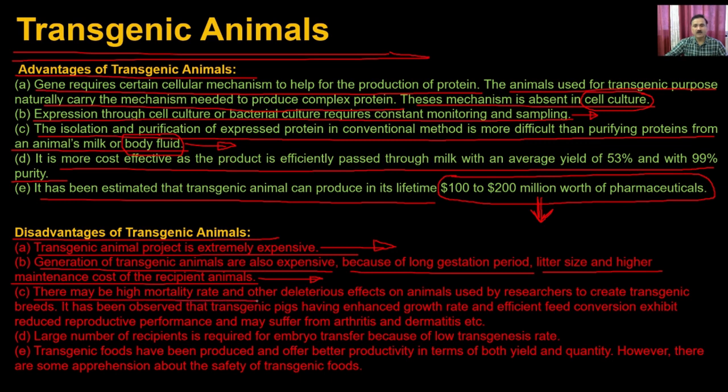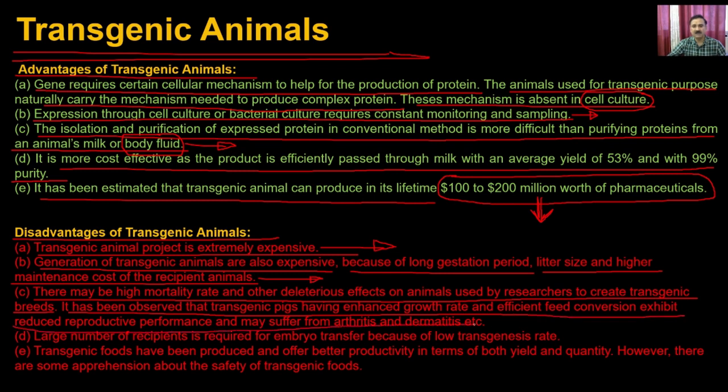There is a very high mortality rate. Another issue is the deleterious effect on animals used by researchers to create these transgenic breeds. It has been observed that transgenic pigs having enhanced growth rate and efficient feed conversion exhibit reduced reproductive performance and may suffer from arthritis as well as dermatitis. Because the transgenic animals are always channelized to produce a particular type of protein or gene, they have a deficiency in reproduction, and they sometimes suffer from different types of disease. For example, in this case, the pig suffers from arthritis as well as dermatitis.